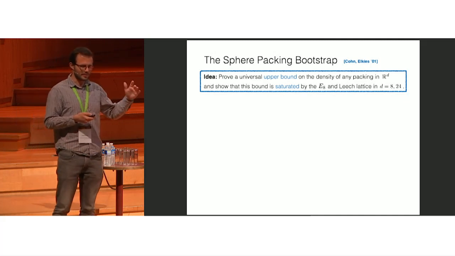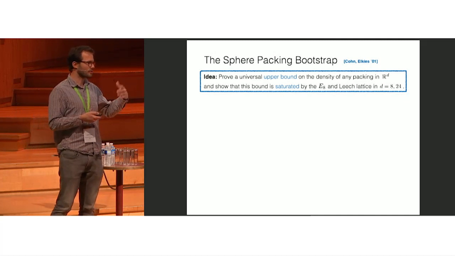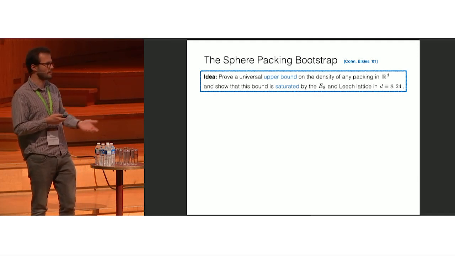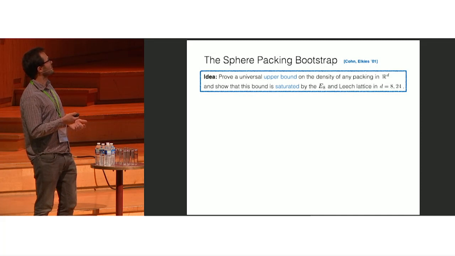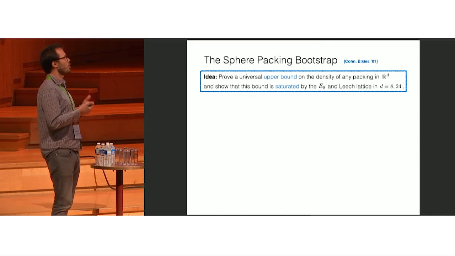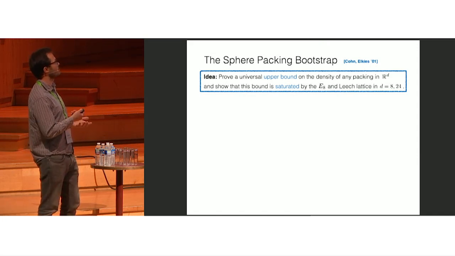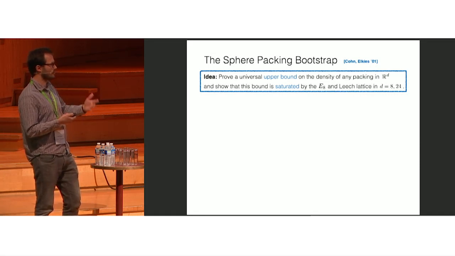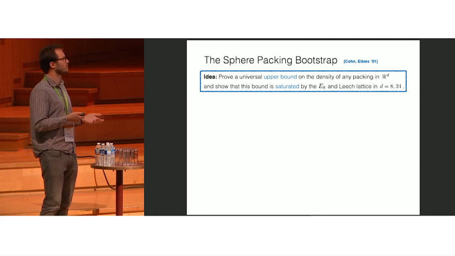How you can solve the sphere packing problem in 8 and 24 dimensions using bootstrap-like ideas, which was in fact how it was proven in the math literature. So the idea, which goes back to Kohn and Elkies, is to prove a universal upper bound on the density of any packing in d dimensions and show that this bound is saturated by the E8 and the Leech lattice in 8 and 24 dimensions. So this would solve the problem.